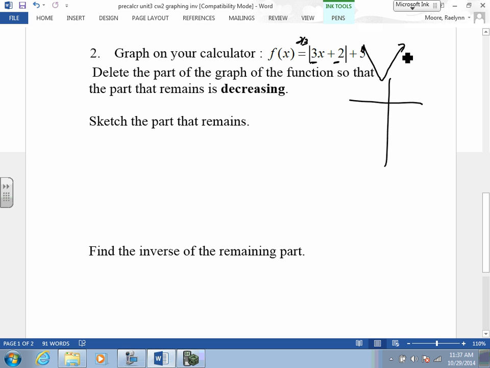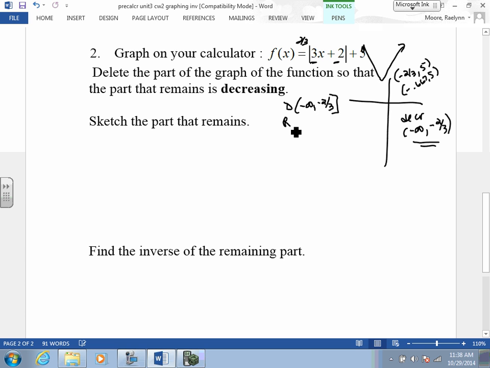With a vertex point of negative 2/3, 5, or negative 0.667, 5. Now we want to restrict this time to the decreasing part. Our domain is all real numbers. Our decreasing is from negative infinity to negative 2/3. That's the domain that we want. So we're restricting our domain to negative infinity to negative 2/3.